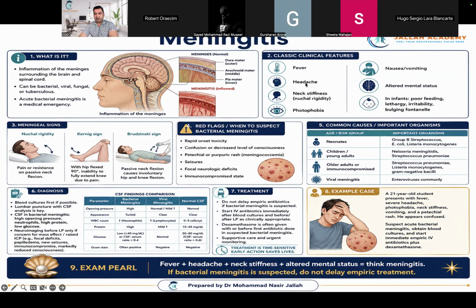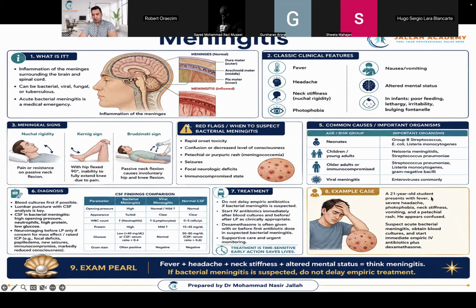So the patient will have fever, headache, stiffness, photophobia, nausea, vomiting, altered mental status. In an infant, poor feeding, lethargy, bulging fontanelle. So neonate, the group B Streptococcus, E. coli, Listeria monocytogenes. Children a little bit older, Neisseria meningitidis, Streptococcus pneumoniae. Adult, Streptococcus pneumoniae, Listeria, and gram-negative. Viral, the most common one is enterovirus.